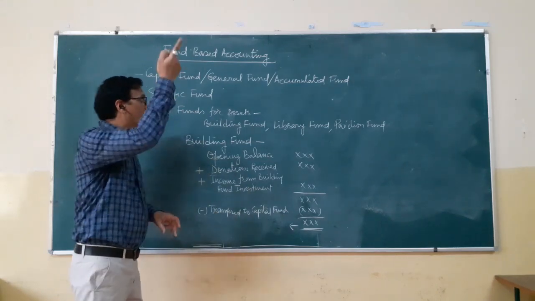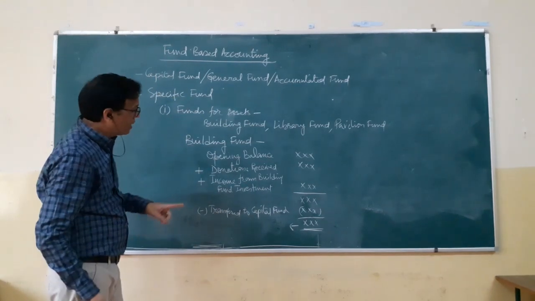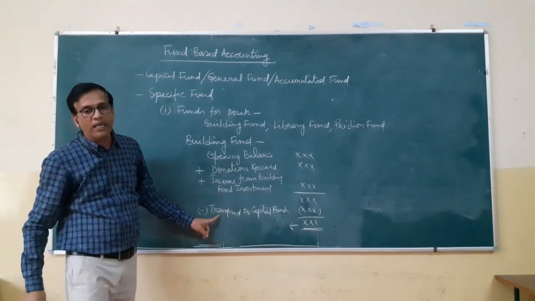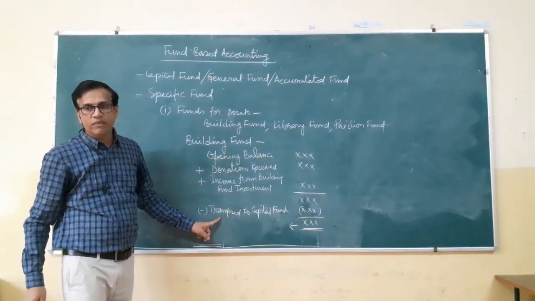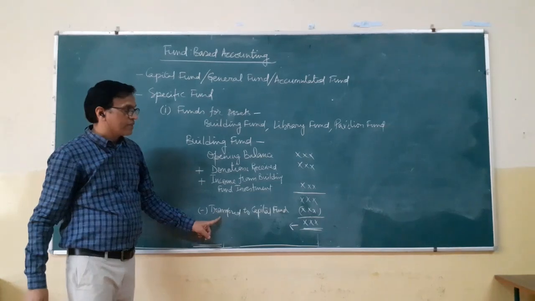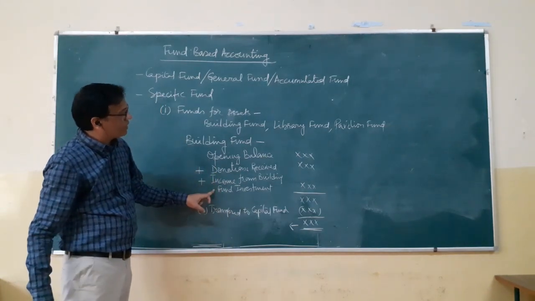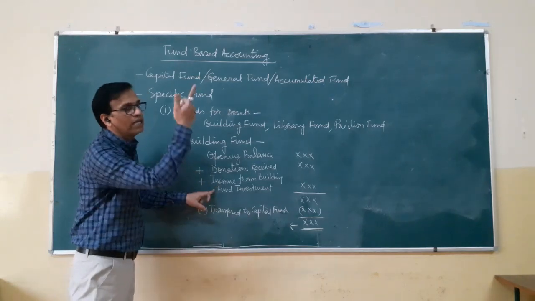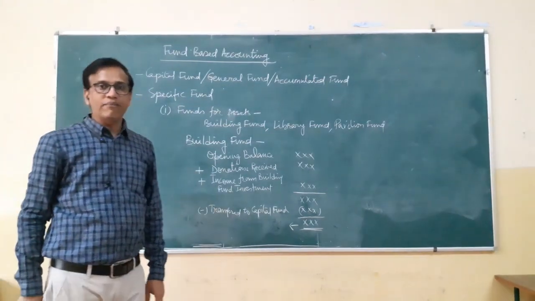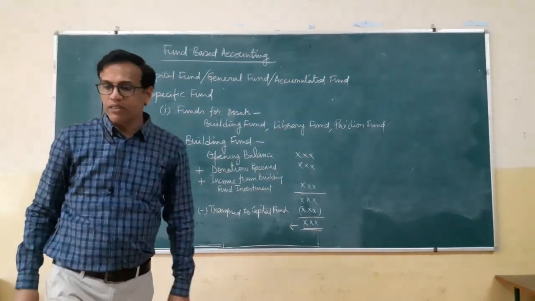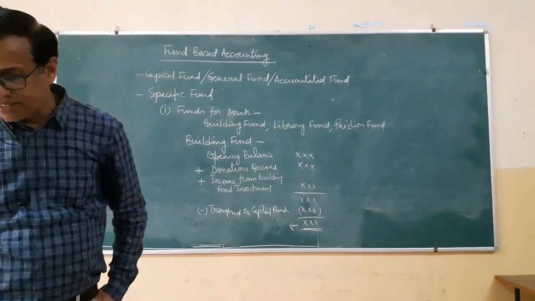Then capital fund. Capital fund we are showing. In capital fund this amount will be added. If any amount against this building fund is invested in outside securities, that will be taken to the asset side, named as building fund investment. So this is against assets.